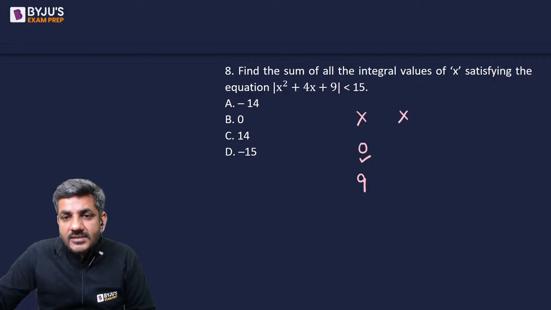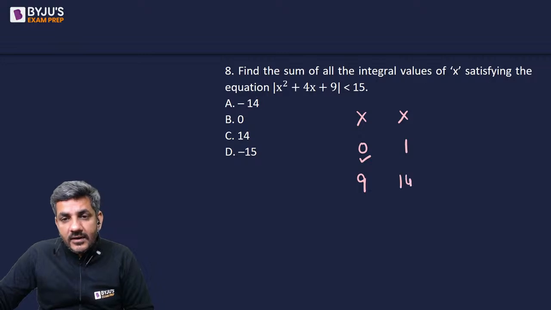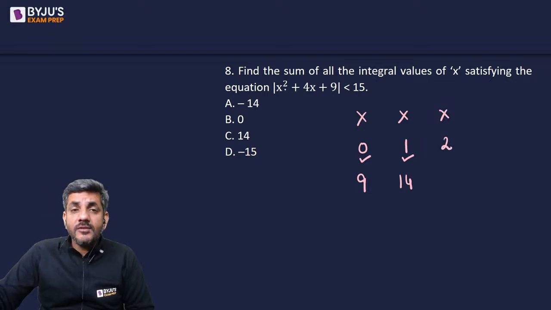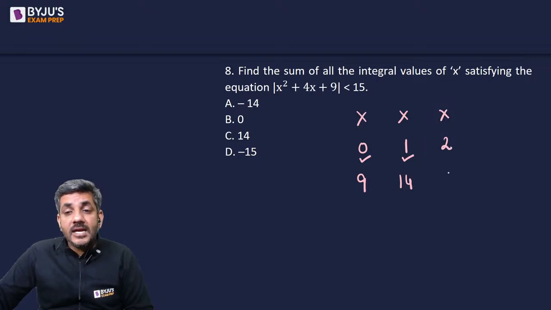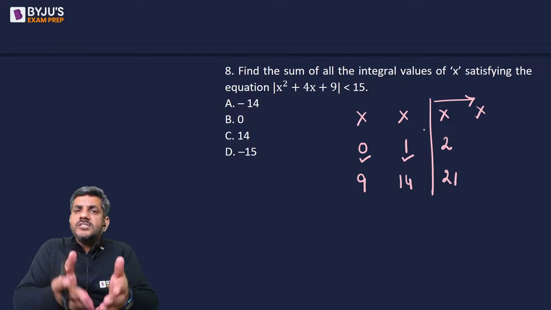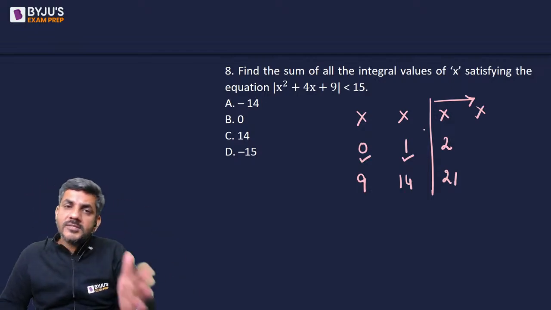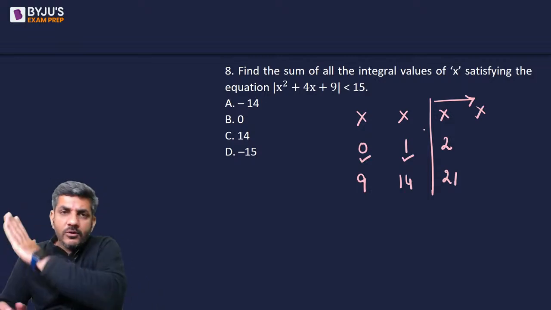Let's try to put x as 1. So 1 plus 4 plus 9, that is equal to 14. That is also less than 15. It satisfies. Let's try to put x is equal to 2. 2 square 4 plus 8, that is 12 plus 9, 21. No, it is not valid. So after 2, the values are not going to satisfy. Because it is very clear, जैसे जैसे आप x increase करोगे, x square भी बढ़ता जाएगा, 4x भी बढ़ता जाएगा, तो आगे आगे तो ये increase ही होगा.